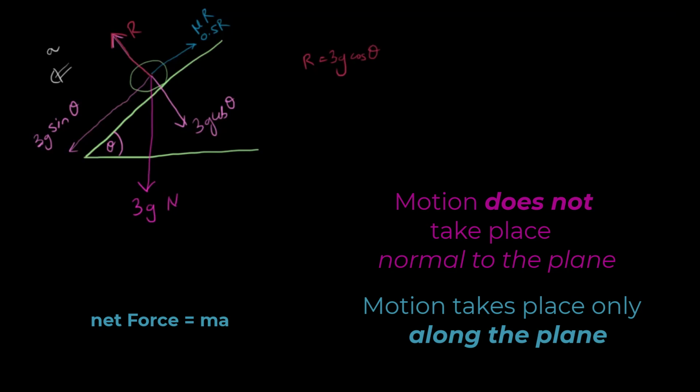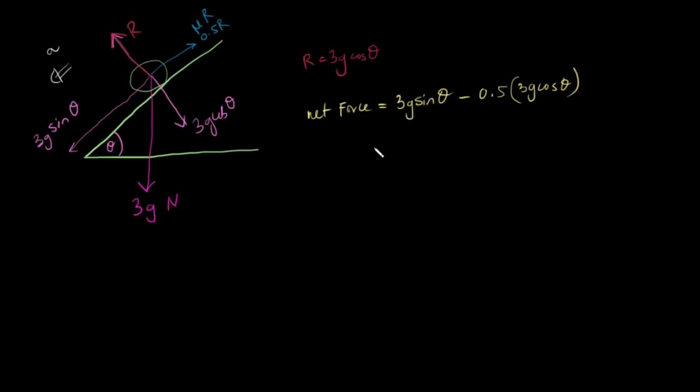The main idea for this would be net force equals mass into acceleration. The net force is: the forward force is 3g sine theta, and the value of theta would be known, of course. The force that is trying to pull it backward is mu R, so that is 0.5 and R is 3g cos theta. So this is the net force. Now we know the net force equals mass into acceleration, where mass is 3 and acceleration is a.